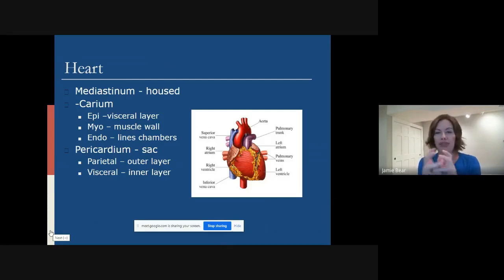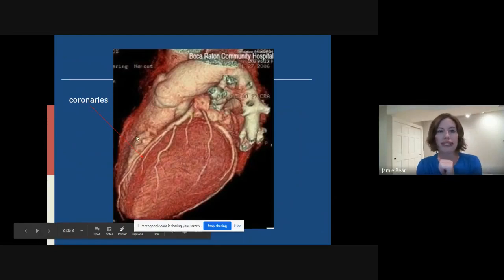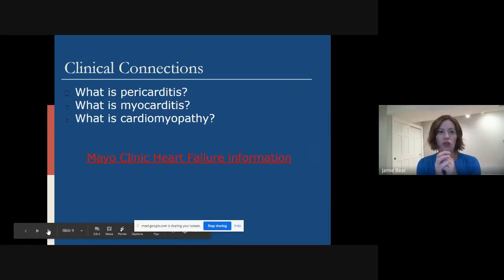So the myocardium is that big muscular portion of the heart. You can see here in this picture, there's the outside. Here are the coronary arteries, and it's the coronary arteries that take nice oxygenated blood from the aorta and actually supply blood supply and oxygen to the myocardium. So three different really important topics, and if you go to this link at Mayo Clinic Heart Failure Information, there's a lot more information on this.